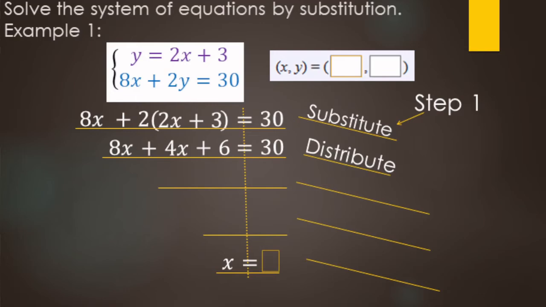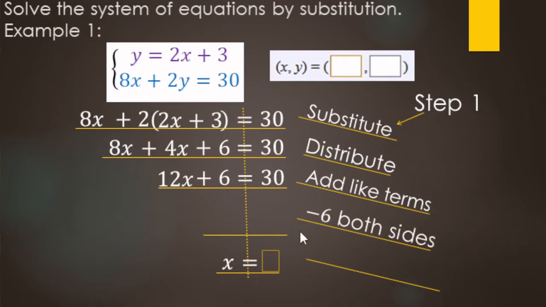Next up for cleaning up or simplifying is going to be add like terms. We have 8x plus 4x. That's going to make 12x's. We got the plus 6, the equals, and the 30. Now we're down to a two-step equation. These are pretty simple here. We're going to undo this plus 6 with a minus 6 to both sides.